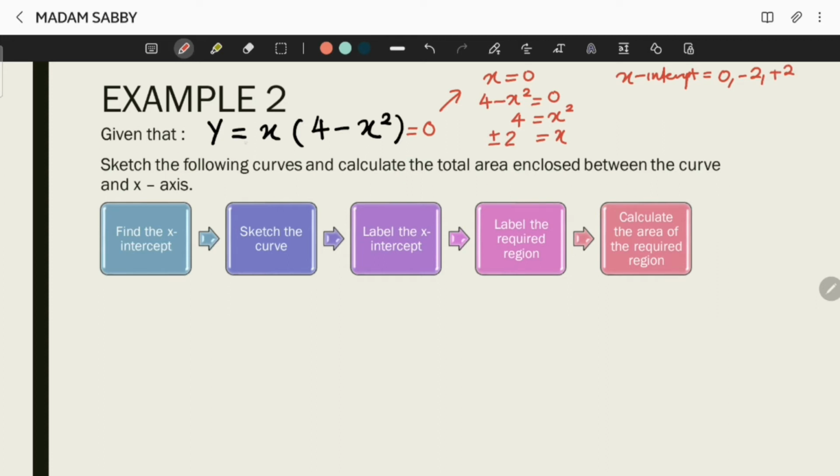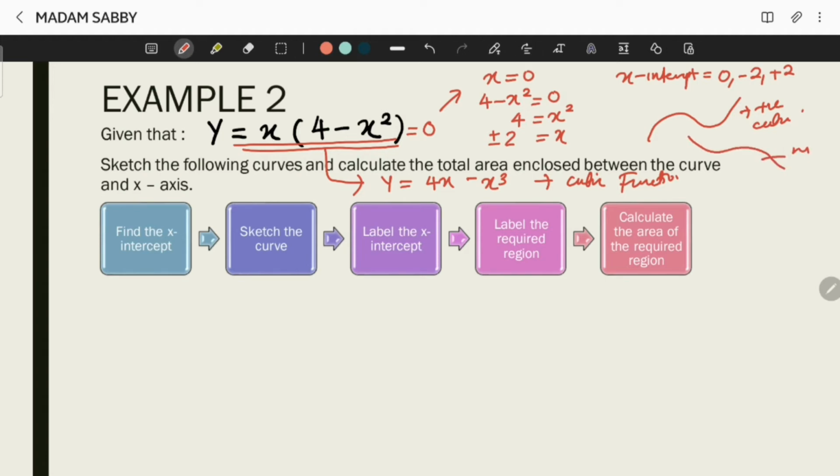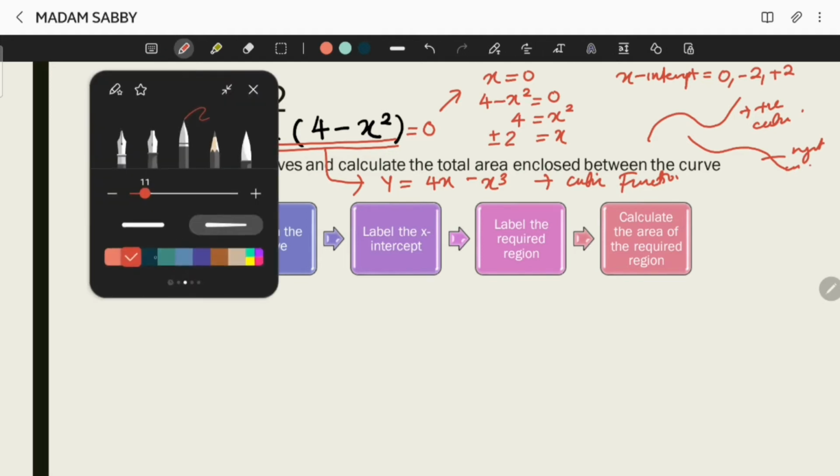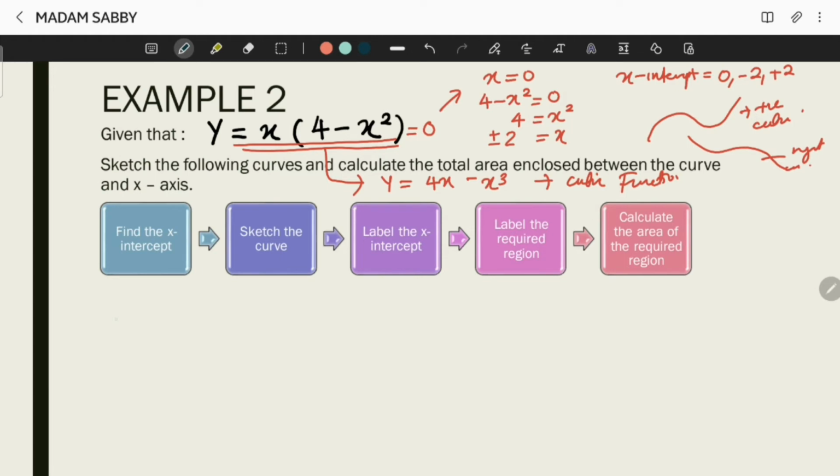If we expand this function, it will be y equals 4x minus x cubed. So it's a cubic function as well. But now your cubic function is negative. If it's positive, it goes upwards like this. So this is a positive cubic function, and if it's negative, it goes downwards. So this is a negative cubic function. Next we have to sketch the curve.